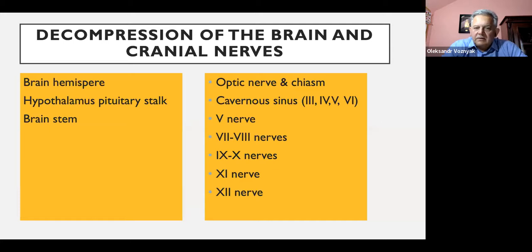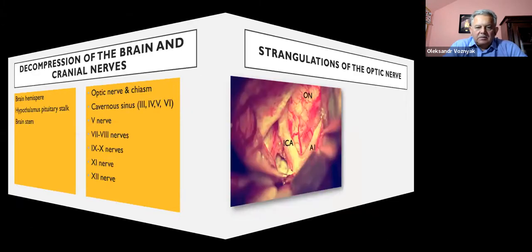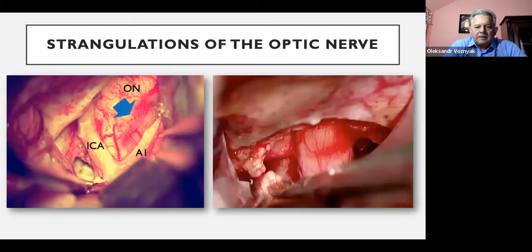Decompression of the cranial nerves. I gave a lecture dedicated to decompression of the optic pathways, I think at the Congress of Young Neurosurgeons. But I want to emphasize that it's very important to decompress important anatomical structures, even if you cannot remove the tumor completely. This is the strangulation of the optic nerve, which was released after resection of the falciform ligament.